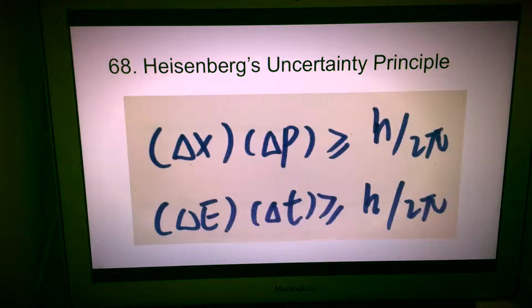68. Heisenberg's uncertainty principle. We don't need to know that, but we need to observe this in the future. Delta x times delta p is greater than or equal to h over 2 pi. And delta E times delta t is greater than or equal to h over 2 pi.